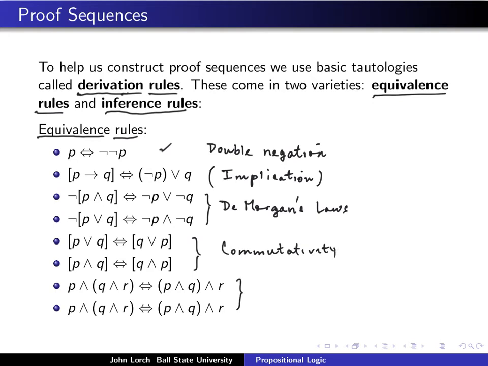And then finally, we have some equivalence rules that have to do with groupings. And as you might guess, this is called associativity. Okay, so these are tools that we are going to use in the future to construct proof sequences.